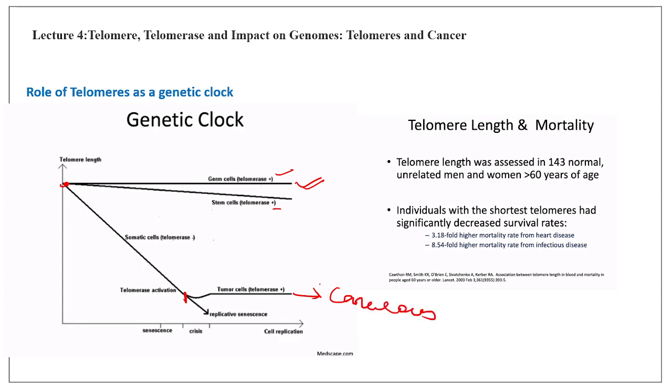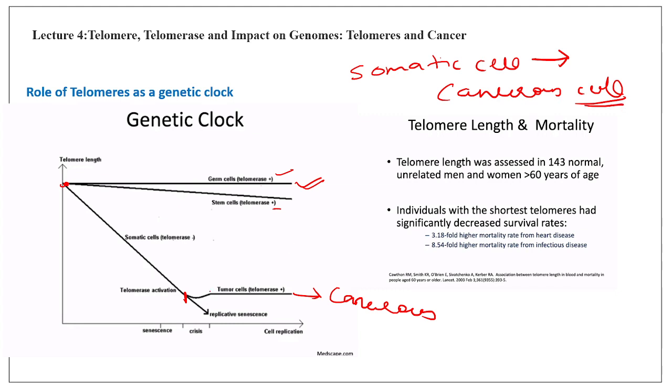Means a normal somatic cell has turned into a cancerous cell. Some mutations, some modifications have happened over here, which has turned a normal somatic cell into a cancerous cell. Okay. Or if the telomerase activation does not happen, then it undergoes senescence, means it dies. This is the genetic clock.